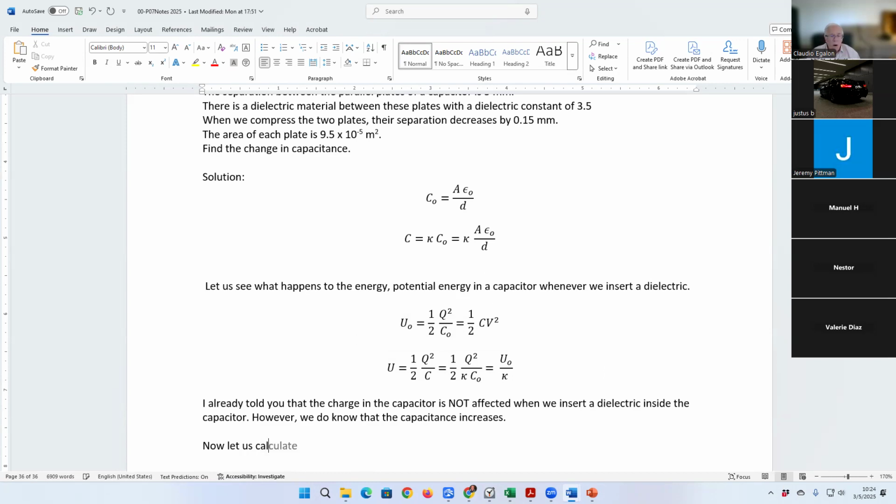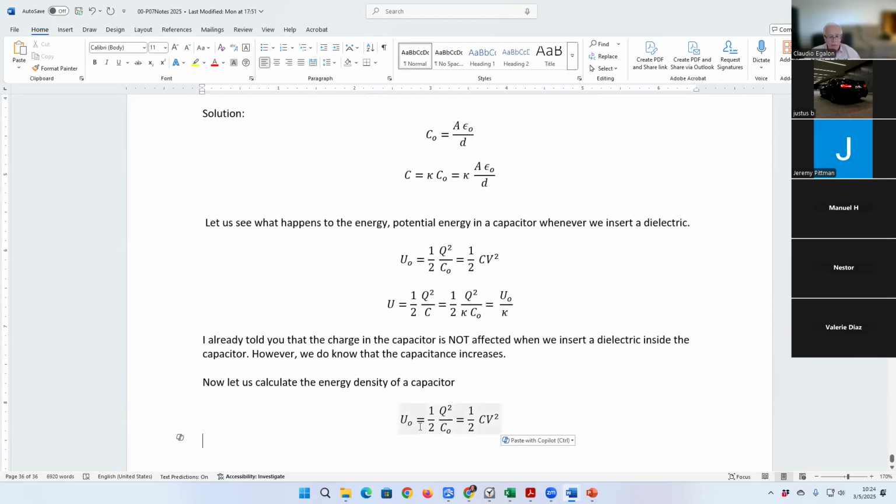Now, let us calculate the energy density of a capacitor. In order to calculate the energy density, it's easier to use this equation right in here. First, calculate the energy of a parallel plate capacitor. You already know the capacitance is given by kappa A epsilon naught over D. I'm going to put that between parentheses.